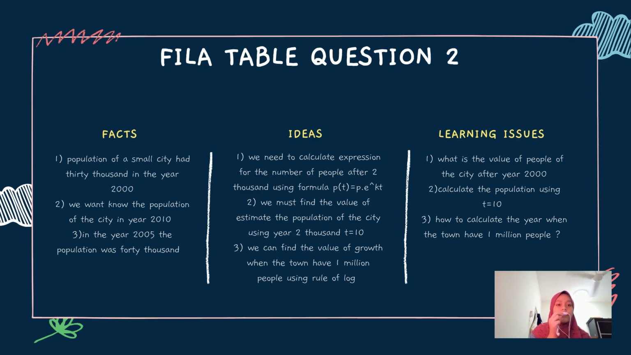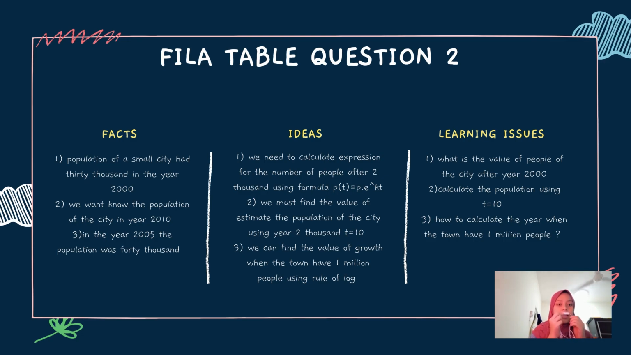For the PHYLA table, we have four things to do. First, facts. Second, ideas. Third, learning issue. Fourth, resources needed. So I will explain the facts first. Firstly, a population of a small city had 30,000 in the year 2000. Second, we want to know the population of the city in the year 2010. Third, in the year 2005, the population was 40,000.